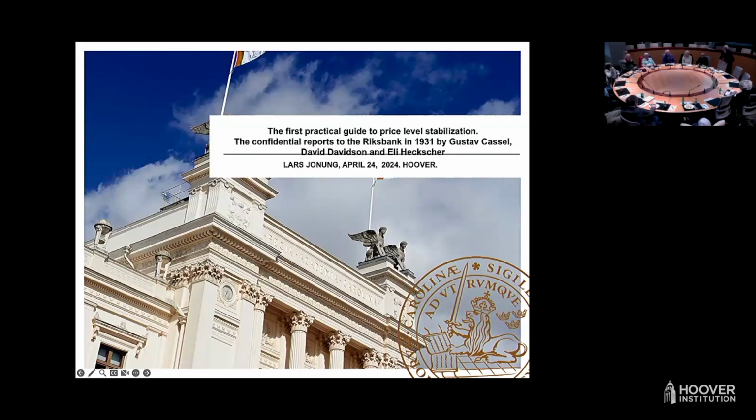They set up a government investigation. And the Minister of Finance, Ernst Wigforss, argued that it was good to have a little bit more inflation from the UK because that would decrease unemployment in Sweden. Okay.